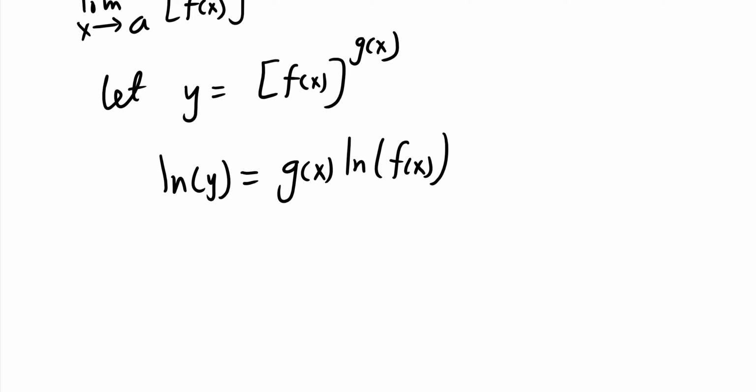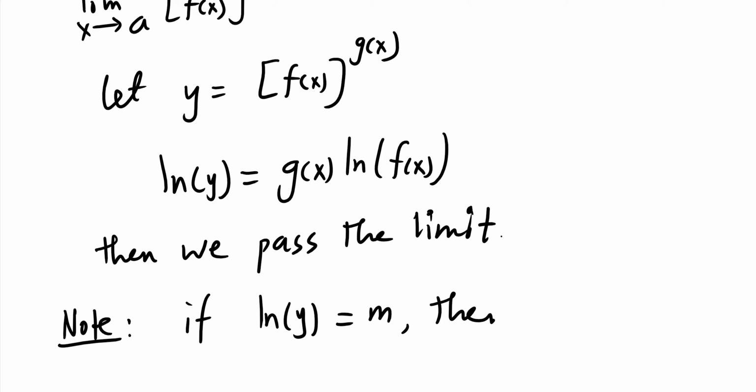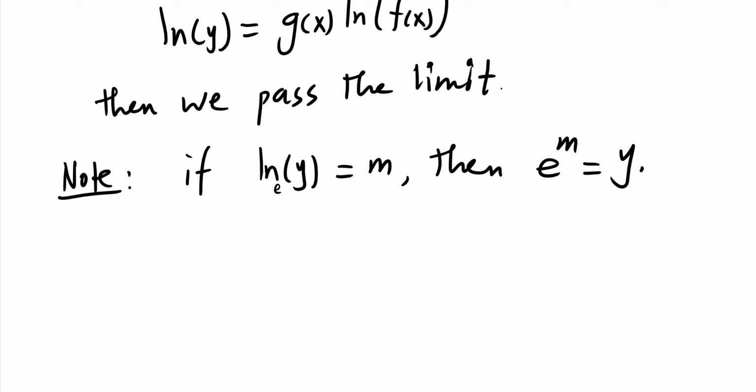Then after we do this, we pass the limit and see what happens on the right side. Do we get infinity over infinity, or 0 times infinity? Then we just finish it from there based on the problem that we have. Note and recall this: if ln of y equals m, then don't forget that the base is e here. e to the m is y. This is important to keep in mind.